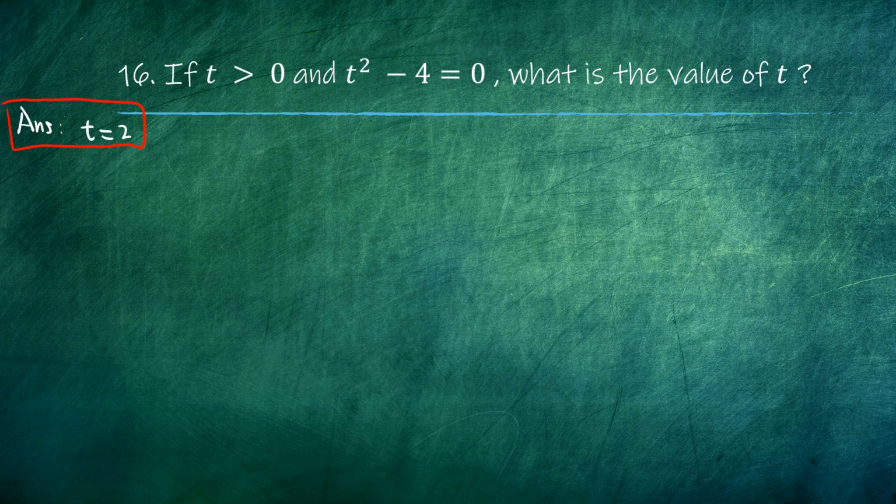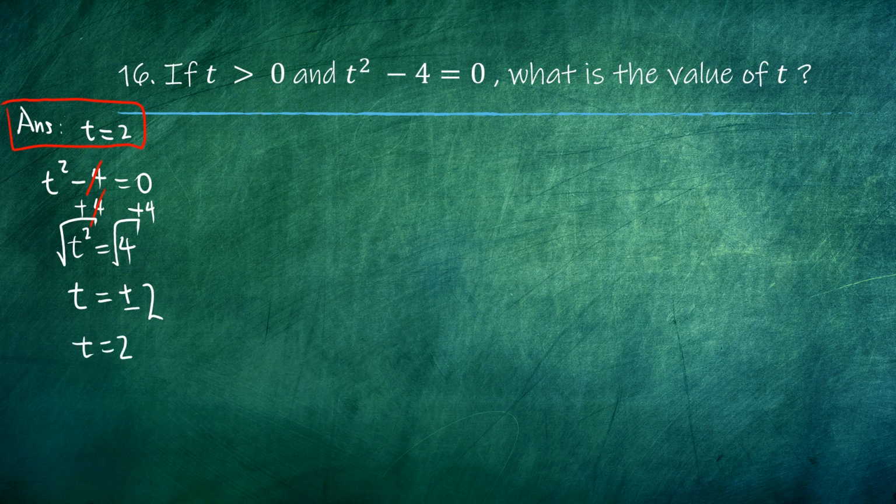To solve this question, we can solve t squared minus 4 equal to 0 for t. So the next step is plus 4 on both sides. Let's cancel. So we have t squared is equal to 4. And to solve for t, we take the square root of both sides. So t is equal to plus or minus 2. And we know from the question, t is greater than 0. So we know that t is equal to 2.